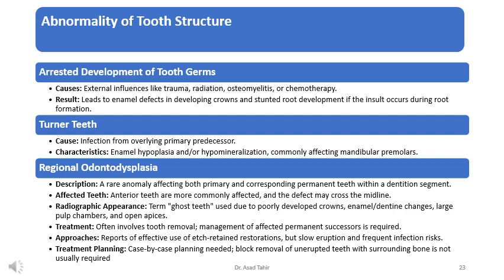Management of affected permanent successors is required. Approaches: reports of effective use of etch-retained restorations, but slow eruption and frequent infection risks. Treatment planning: case-by-case planning needed. Block removal of unerupted teeth with surrounding bone is not usually required.